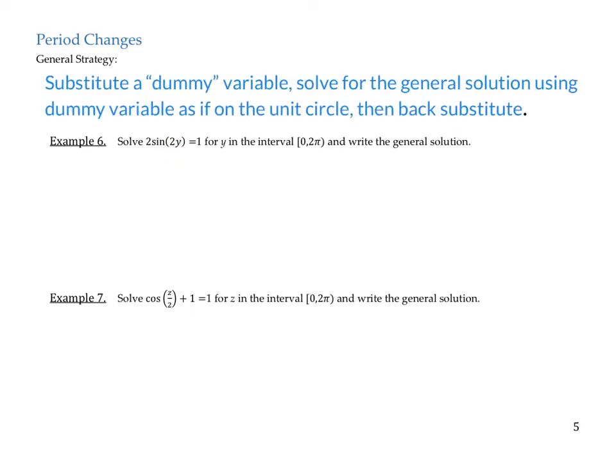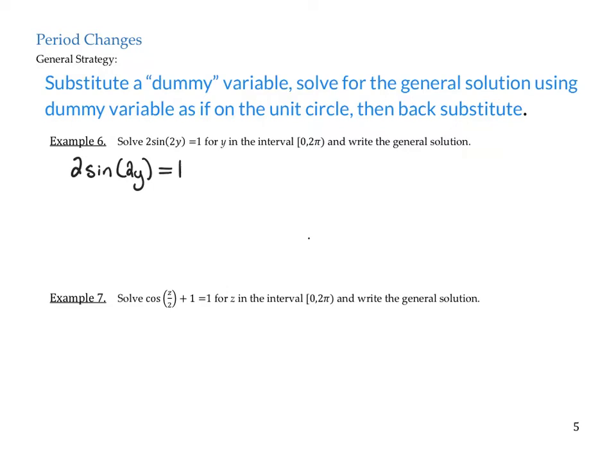So here's the idea behind how we're going to approach period changes. We are going to substitute what I'm calling a dummy variable. Then we're going to solve for the general solution using that dummy variable as if we're on the unit circle, then we'll back substitute. Let me show you how this works with an example. We have this first equation, 2 sine of 2y equals 1, and we want to solve for y in the interval 0 to 2 pi.